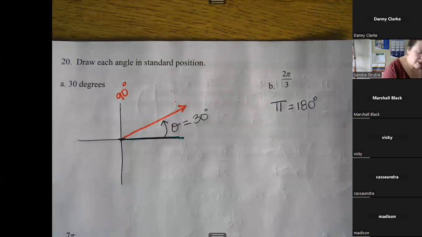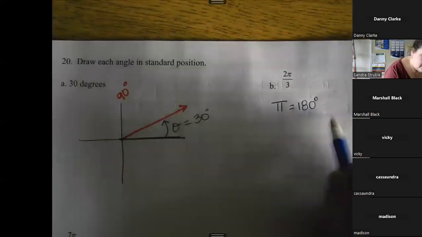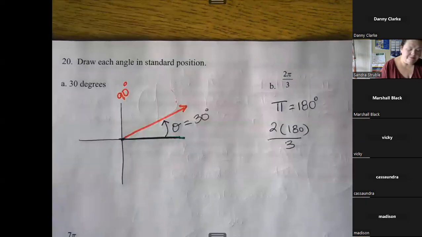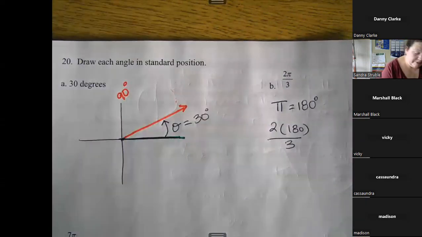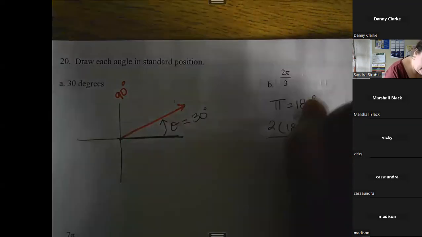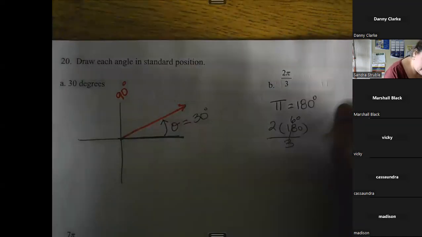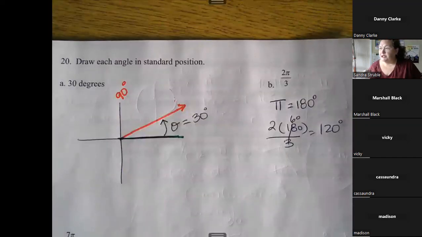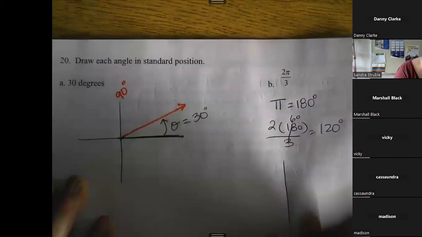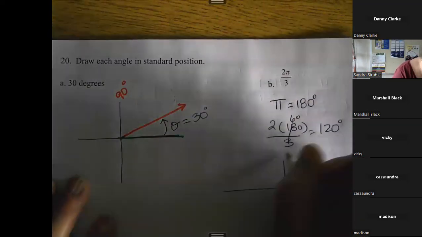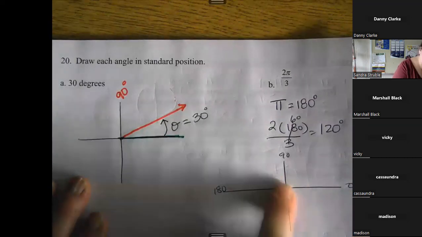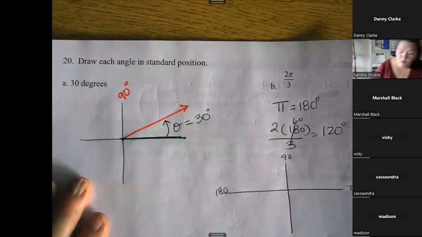So 2 times 180 divided by 3. And I'll even show you how to reduce this. 3 goes into 18, 6, so that's 60. So that's 120 degrees. That's how I think of it. It's a little bit easier for me to think about graphing it when I know the degrees, because then I can be like, oh, this is 0, this is 90, this is 180. So I know it's going to be in quadrant 2 somewhere, but where?